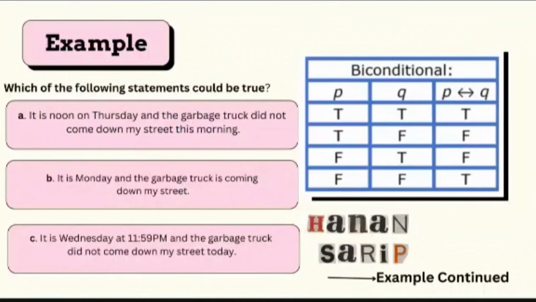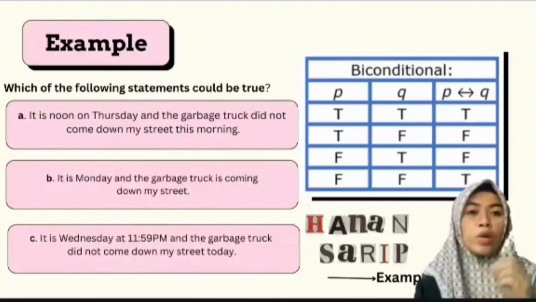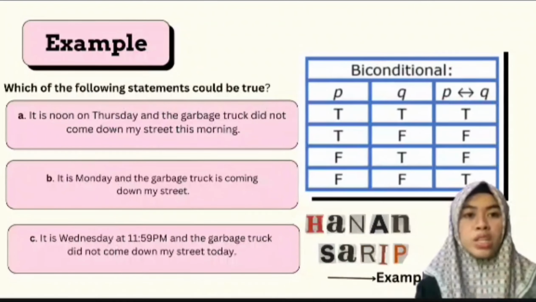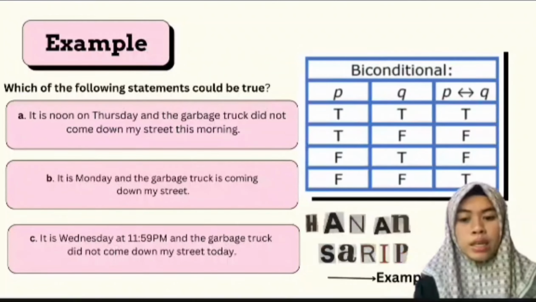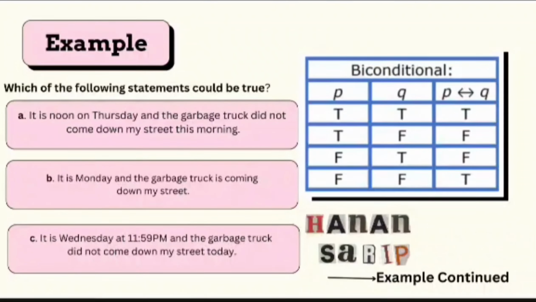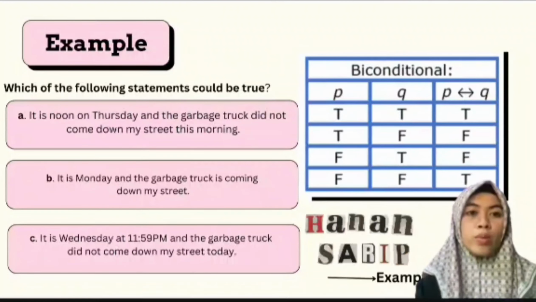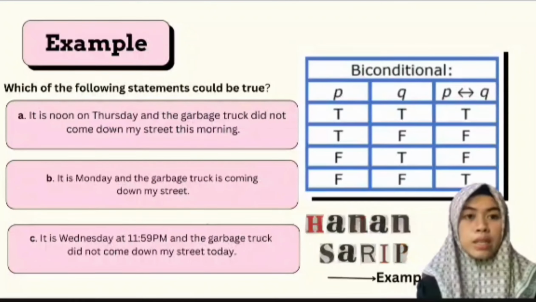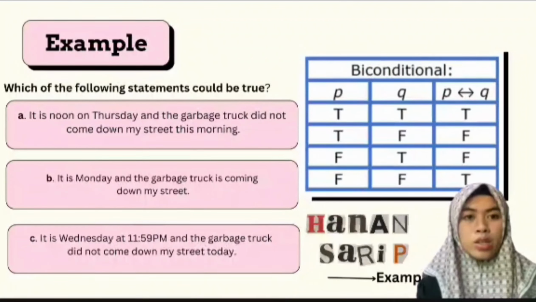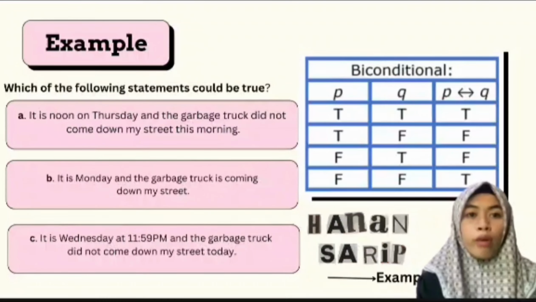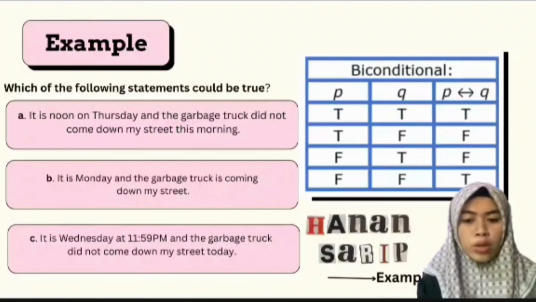It is noon on Thursday and the garbage truck did not come down my street this morning. If we compare this statement to our general statement, the antecedent, it is noon Thursday, is correct. The consequent, the garbage truck did not come down my street this morning, is wrong, because the general statement says the garbage truck comes to their street every Thursday. So, false na yun, kasi may mali na doon sa column na yun.